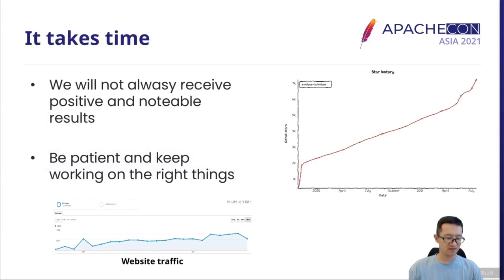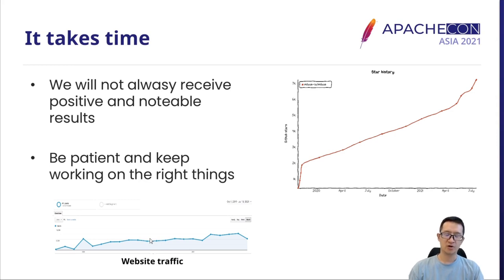Now, the last and the most important thing. I keep saying the most important thing, but actually these things are all very important from my perspective. The last point I want to remind you of is that building an active open source community takes time. We will not always receive positive and notable results. So we need to be patient, keep working on the right things, continuously review the effect, and make adjustments immediately.